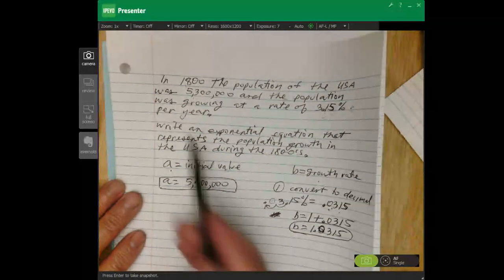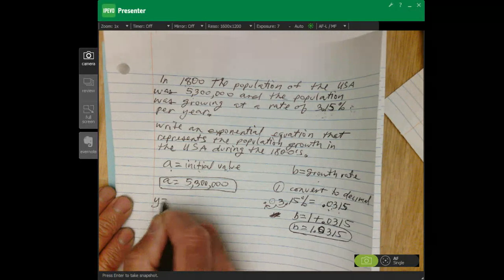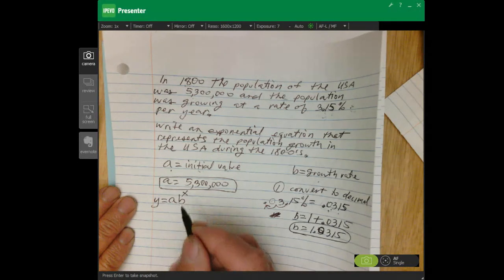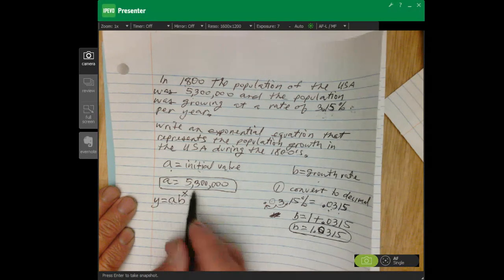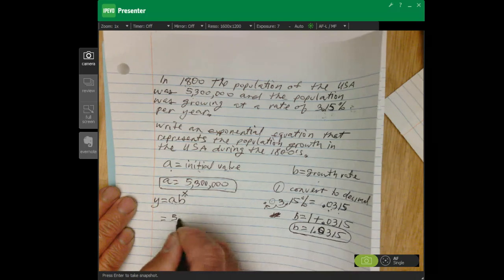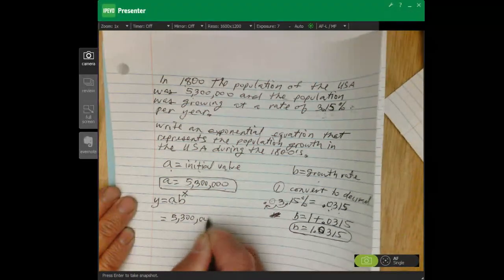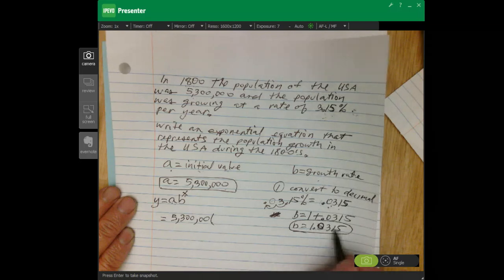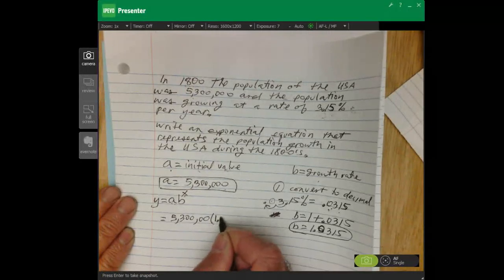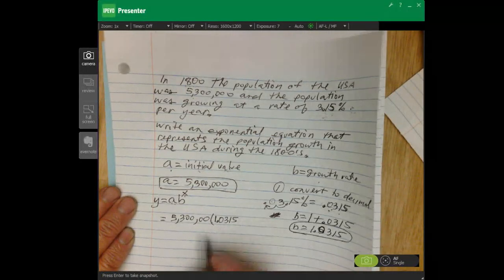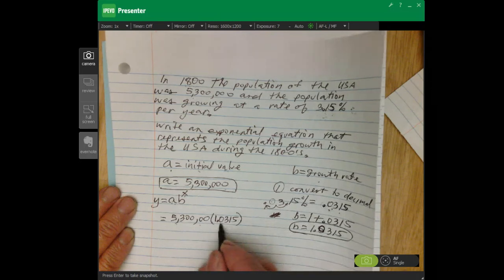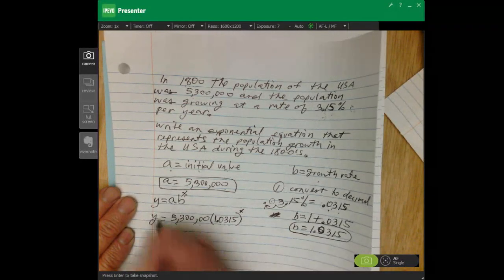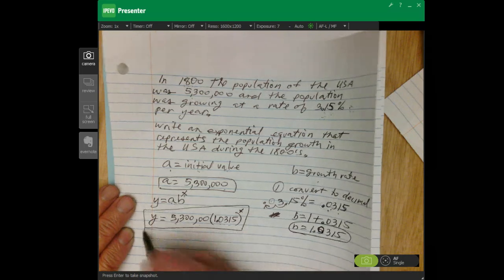So now we've got two numbers that we absolutely need. And if we have those two numbers, it's easy because all we do is plug it in. Remember what our exponential functions or equations look like? They look like this. A times B to the x. That's A. So we plug it in. 5,300,000 times, and I always like to use parentheses especially when you have kind of a messy number like this, long decimal. It separates a little bit easier and makes it easier to see. So 5,300,000 times 1.0315 raised to the x power. And that's what the function looks like.